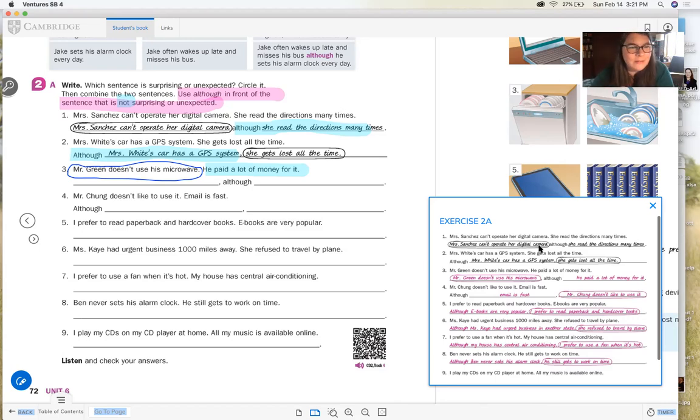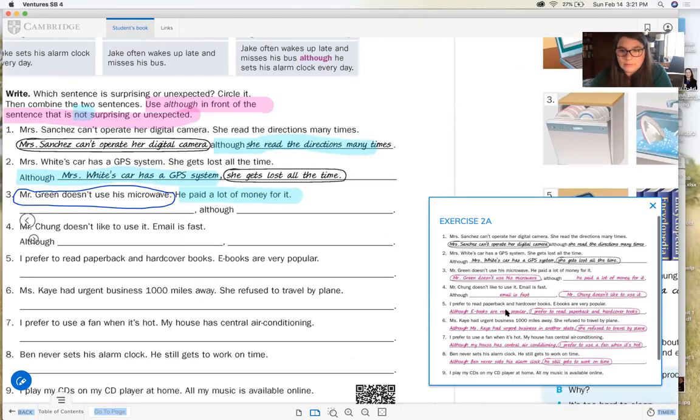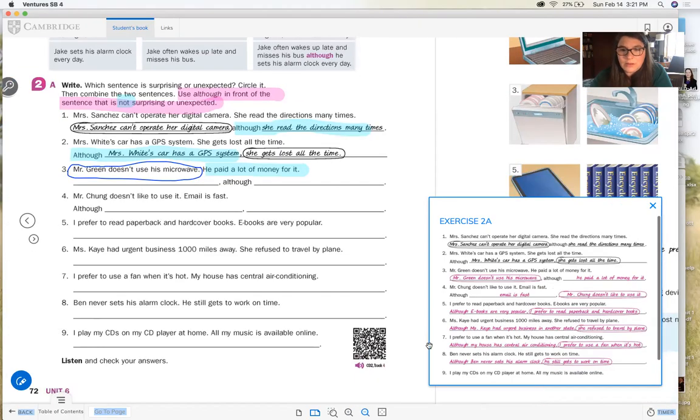Okay, let's do this. Number 3, the microwave. Mr. Green doesn't use his microwave. He paid a lot of money for it. Mr. Green doesn't use his microwave, although he paid a lot of money for it. I can't make this bigger either. I'm sorry. I hope you can see it.